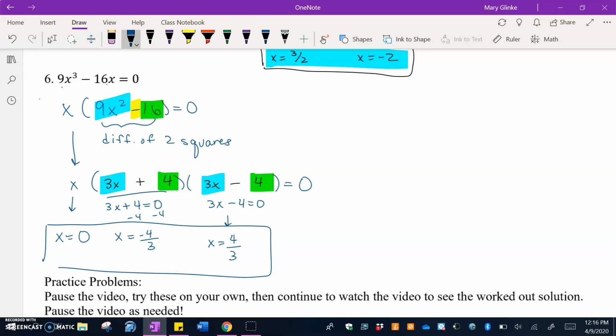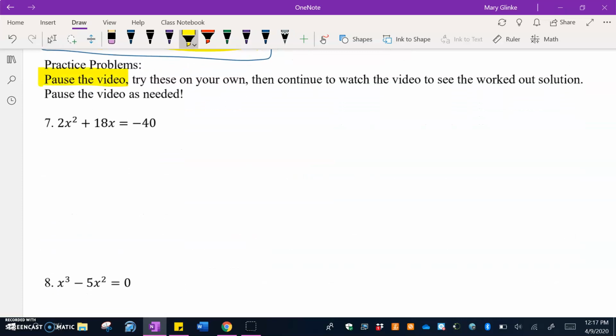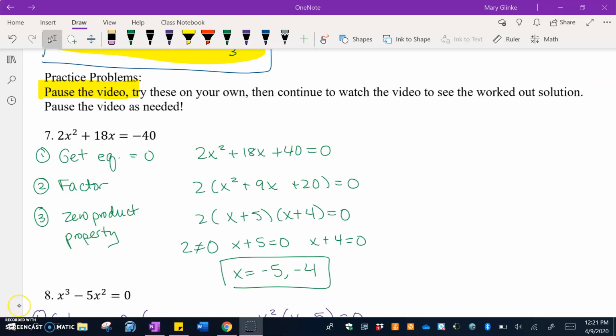So looking at this, we end up with 3 answers for this one. And if it helps, whatever the highest degree is in your equation, that's going to be how many solutions you get. So for this one, we got 3 answers. At this point in time, I'd like you to pause the video, try these problems on your own, and then keep on watching below to see if you got your answers the same as me.